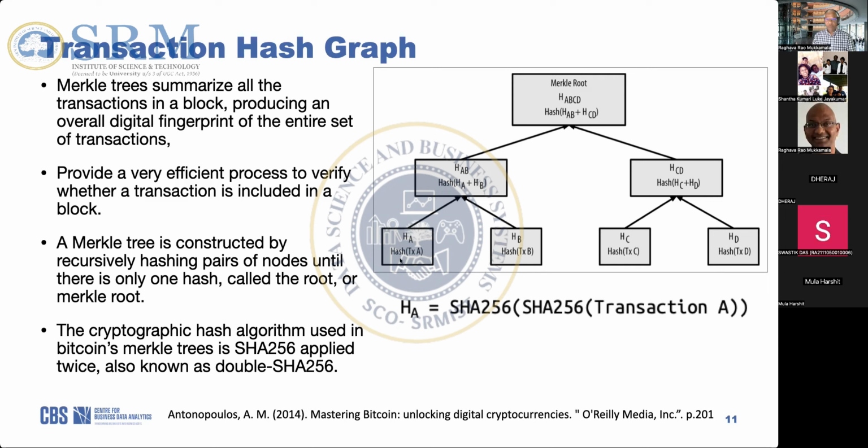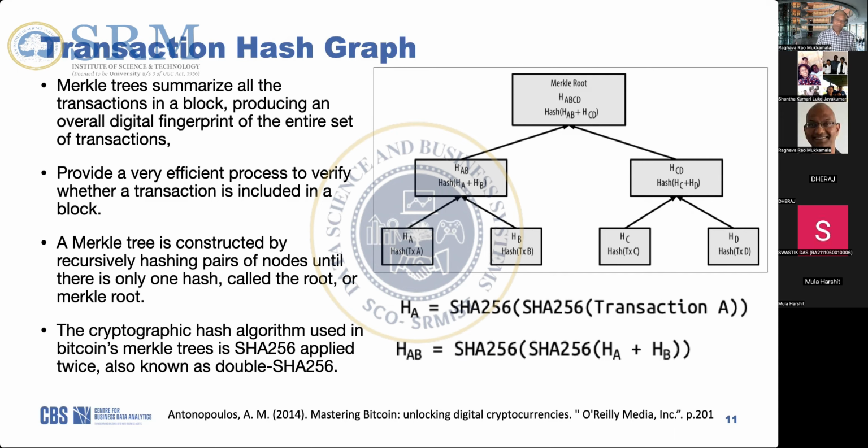So we put 2 transactions together, and first we hash the transactions, double hash the transactions. We do that for the 2 transactions individually, and then we take them together, put them side by side, and again compute the double hash for it. So this is how the Merkle tree is built.